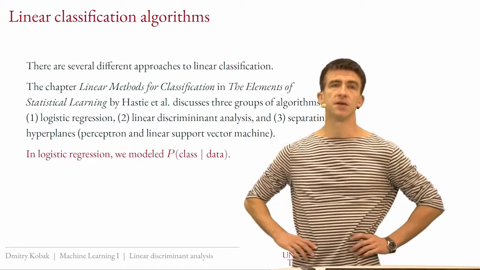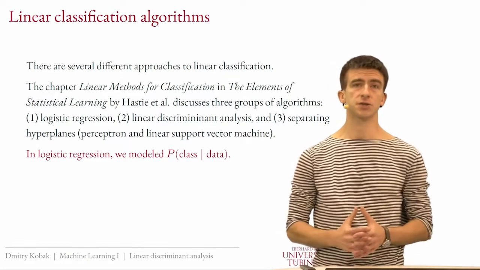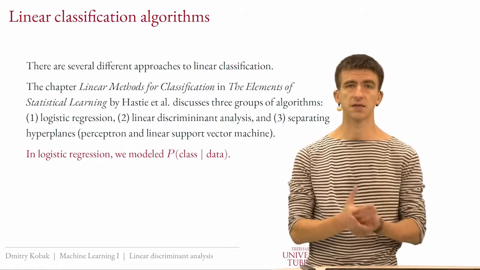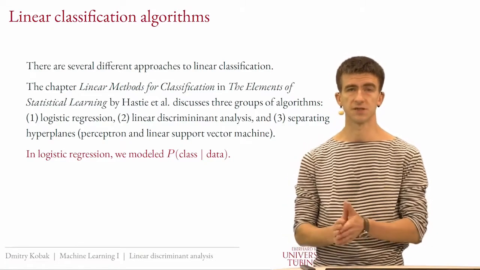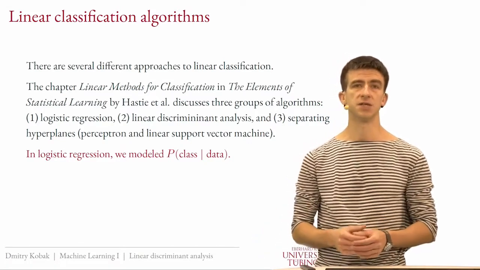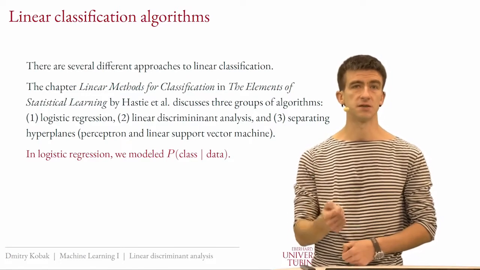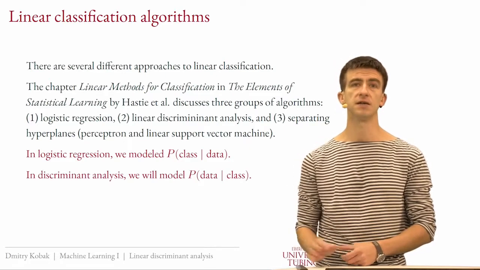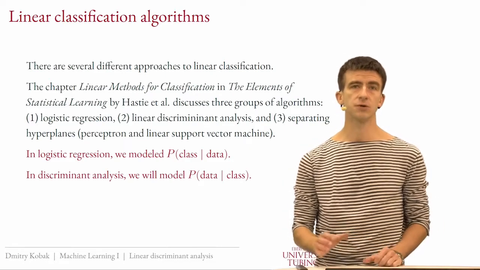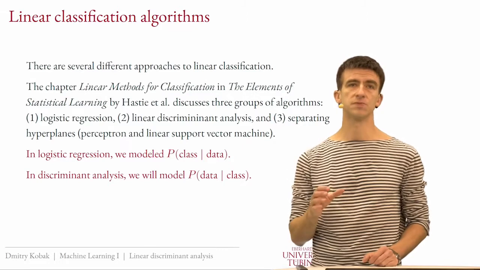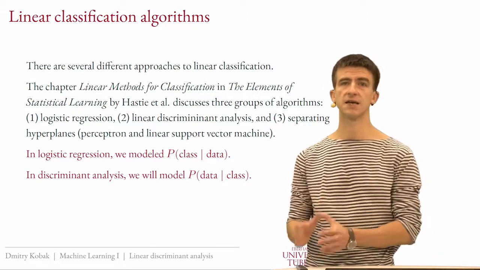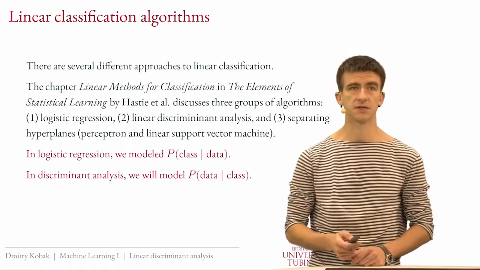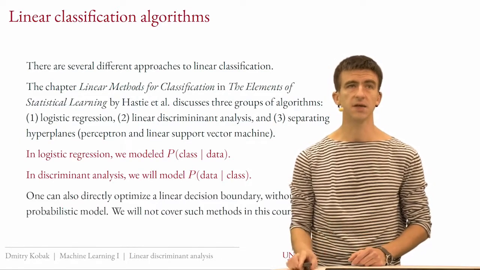And there, the whole point of logistic regression is to model the probability of each class given an observed data. Given some predictors, you're predicting what is the probability that this is class 1, for example, as opposed to class 0. Here in linear discriminant analysis today, we're going to primarily model the distribution of the data given a class. We will discuss exactly what it means in the next slides. But that is the difference here.